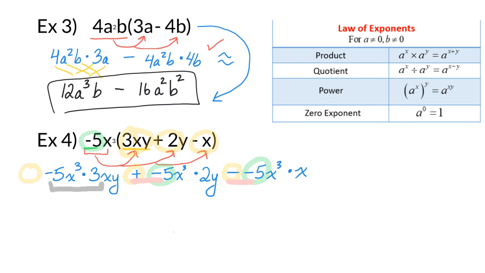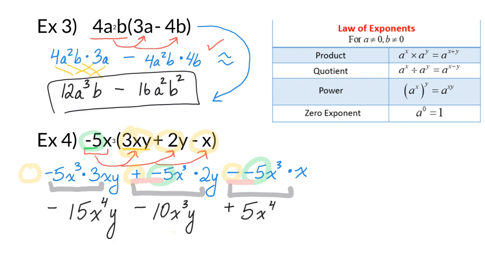My first term is going to be negative. My second term is going to be negative, because positive and a negative make a negative. And my third term is going to be positive. Now I need to just put the numbers and letters together. Putting everything together gives me this as my final answer.